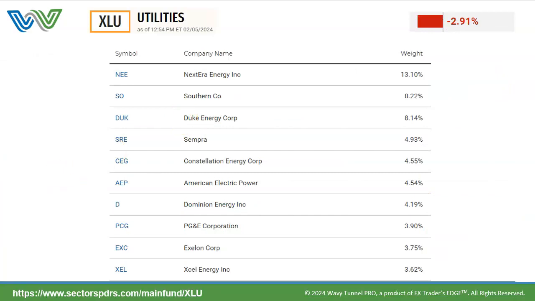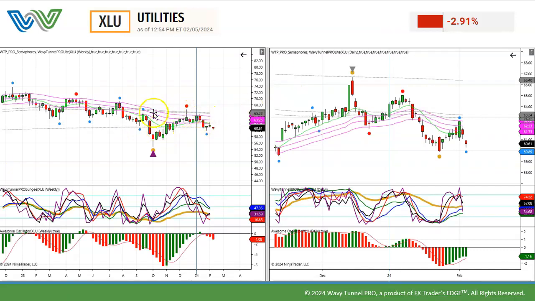And finally, looking at utilities, this is the last one that we're going to look at, down 2.91% for the year to date. Biggest holdings: NextEra Energy, followed by Southern, Duke, Sempra, Constellation Energy, etc. These are all of the utilities. The patterns indicate why it would be down for the year.